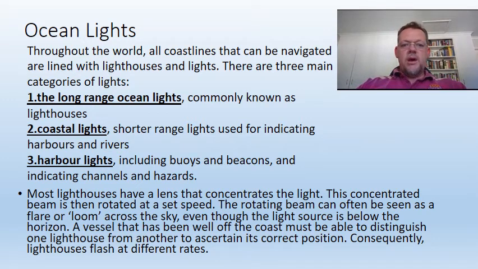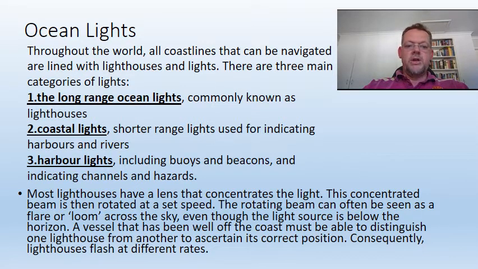Okay, let's think about ocean lights now. So they're mostly the lights you see when you're out in the boat on the ocean, of course. So throughout the world, all coastlines that can be navigated are lined with lighthouses and lights. There are going to be three main categories of lights.